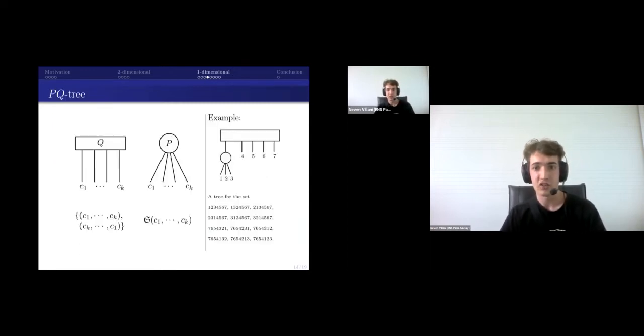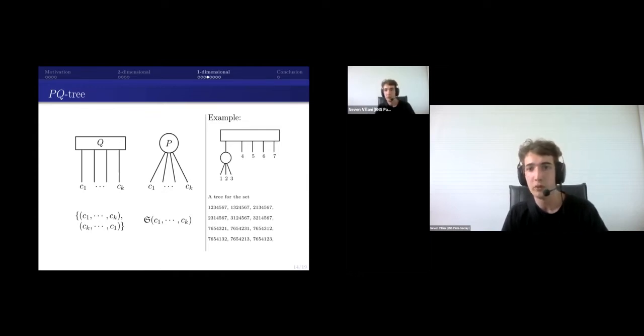Let's introduce the data structure that we work with. A PQ tree is a tree with two kinds of nodes. Q nodes represent two different families of permutations, one with their children in order and one with their children in reverse order. Since the children themselves can represent permutations, these are not just two permutations, but really two families of permutations. And P nodes represent all possible reorderings of their children.